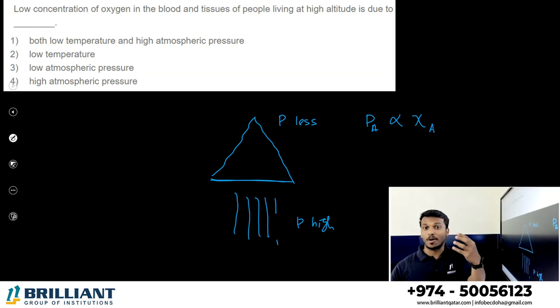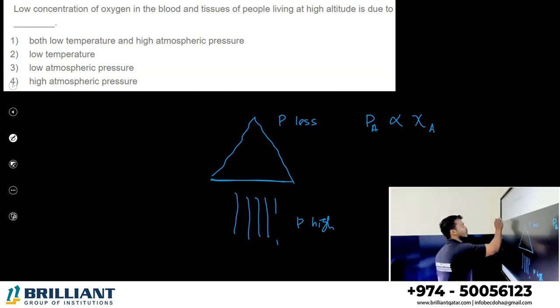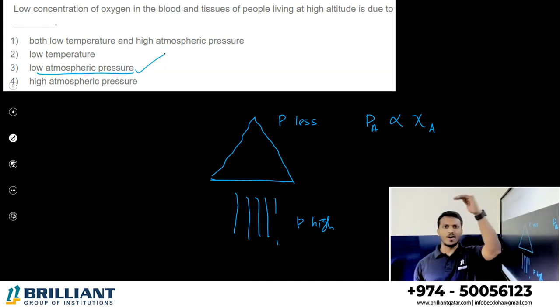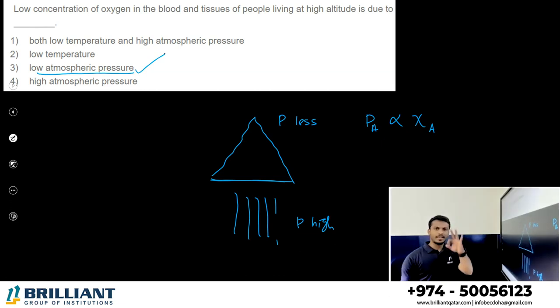According to Henry's law, less oxygen can dissolve in your blood. It causes the problem anoxia, absence of oxygen. So why are they experiencing less oxygen in their blood? Because of the low atmospheric pressure at a high altitude. At a low altitude, down by the sea, it has high pressure. Alright, so the answer is option 3.